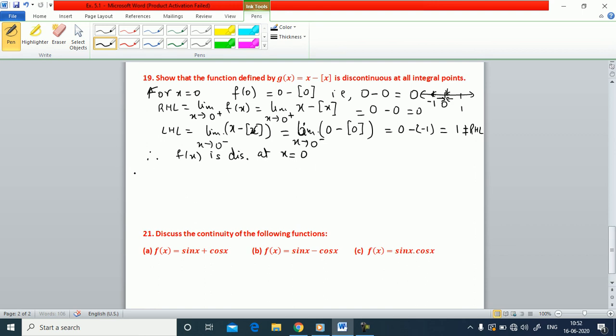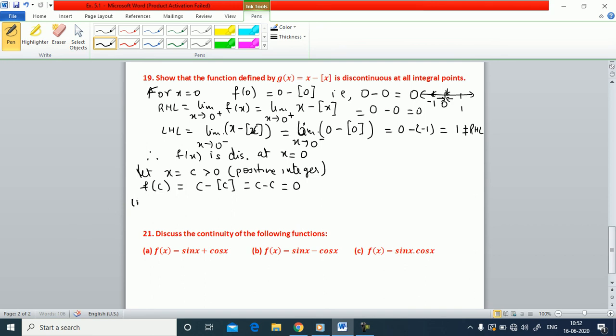You can assign some positive value to x. We can say let x equal c, which is denoting a positive integer. Now let us check the value of the function at c. So f at c will be c minus the greatest integer function of c. Because c is a positive integer, its greatest integer value will be c only. So we get the difference c minus c, which is equal to 0.